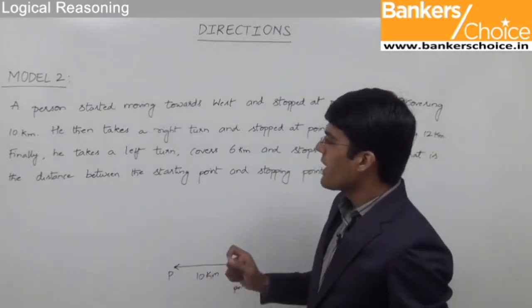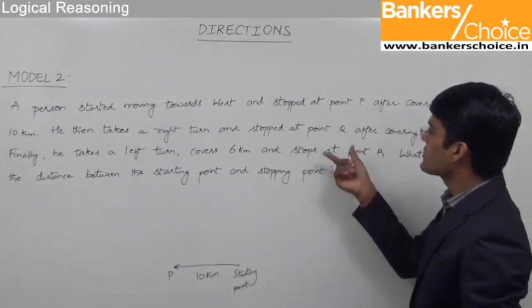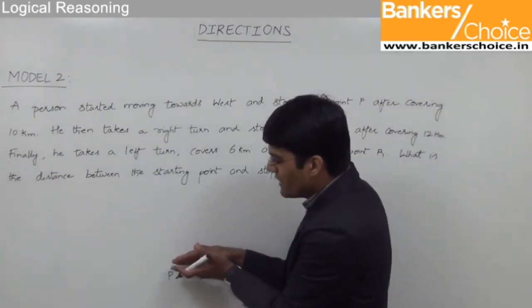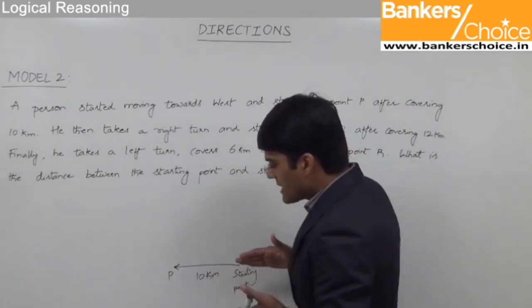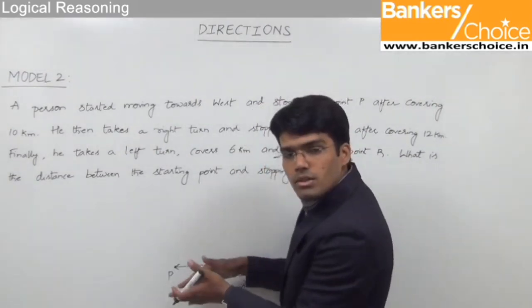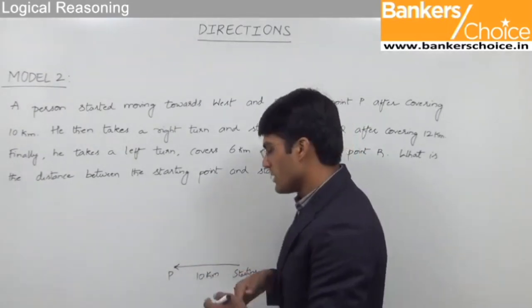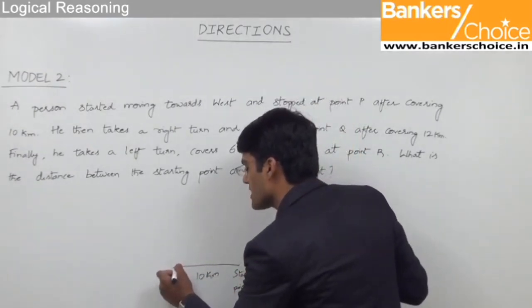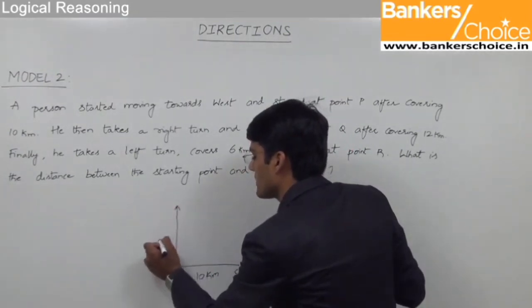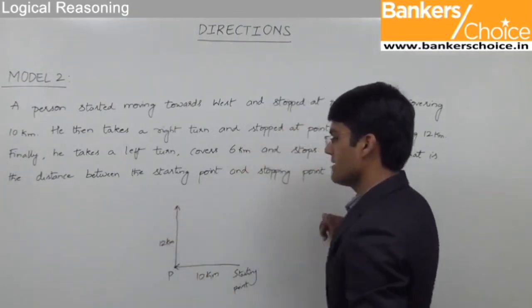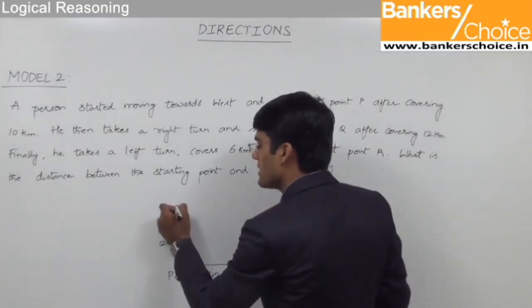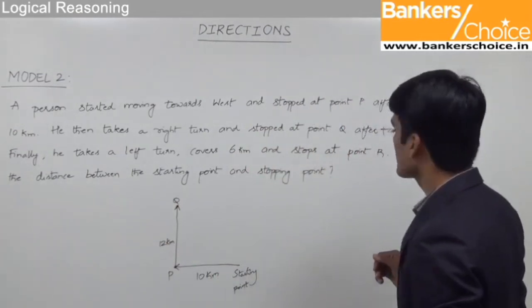Now after stopping at point P, he takes a right turn and stops at point Q after covering 12 kilometers. So from point P, he takes a right turn. Now as we know that he is moving in the direction of west, a right turn would be towards the top on paper. So he now starts moving towards north and covers a distance of 12 kilometers. So let us assume this distance is 12 kilometers, and he stops at point Q. So this point can be taken as point Q.